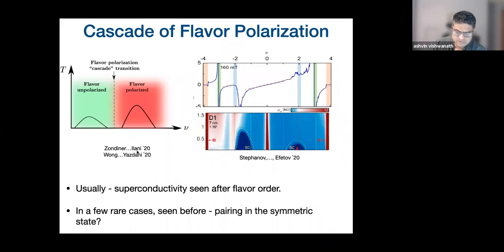There is this nice set of papers on the flavor cascade, where as you go away from charge neutrality, you start flavor unpolarized, let's say, and as you increase nu, you end up filling up one flavor. It could be spin, it could be valley, it could be spin-valley. It's not very important exactly what that sequence is. You go into a flavor polarized state, and most of the experiments where superconductivity is seen are after this flavor polarization occurs.